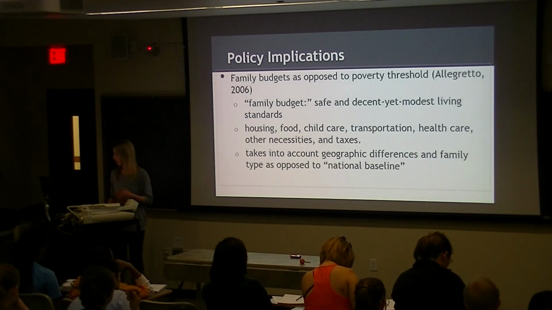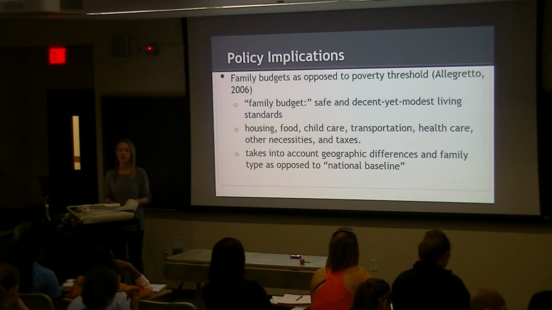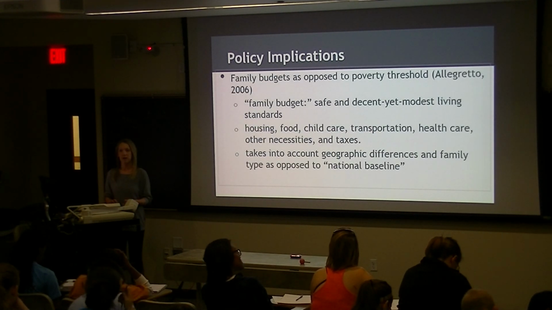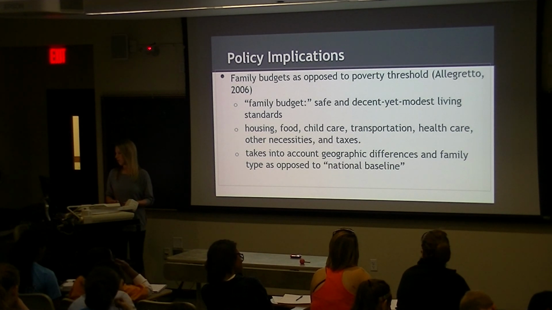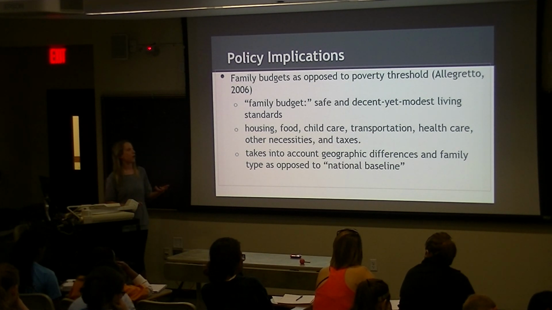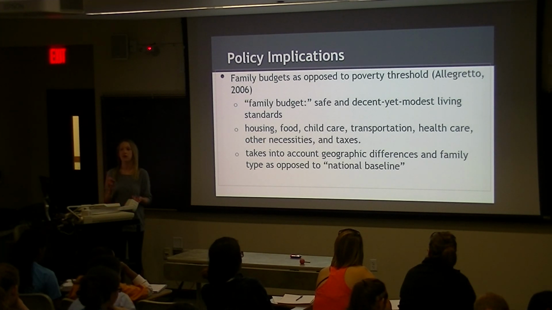So when we look at things like the poverty threshold, it's really important that we have accurate measurements, right? So something that researchers have been promoting is to replace this poverty threshold with the family budgets that we talked about earlier, accounting for geographic location, transportation, child care, medical facilities.